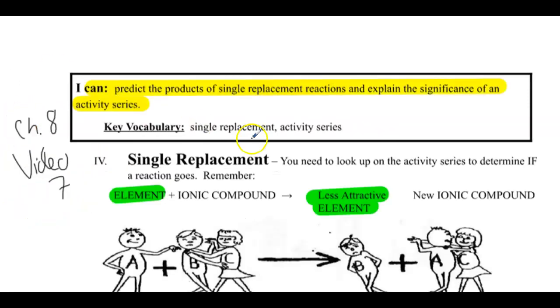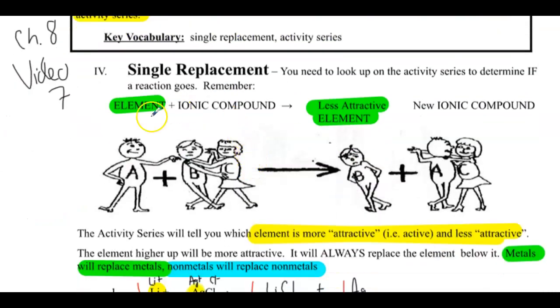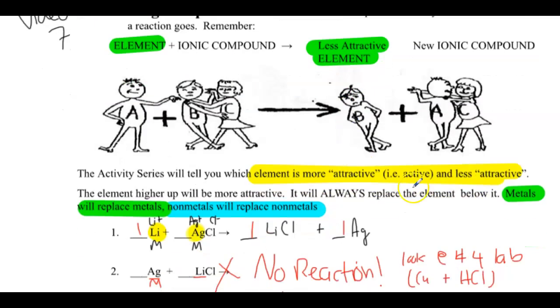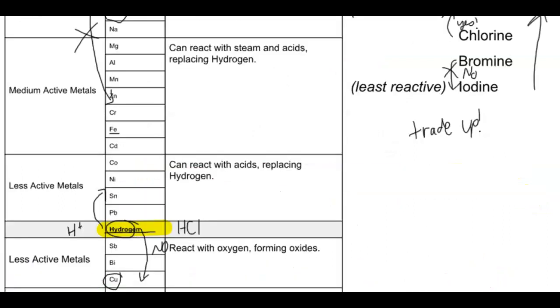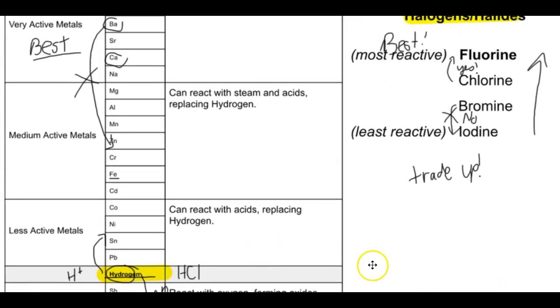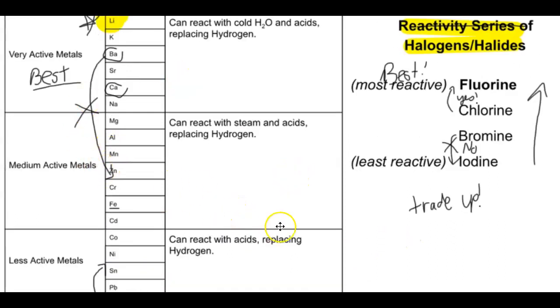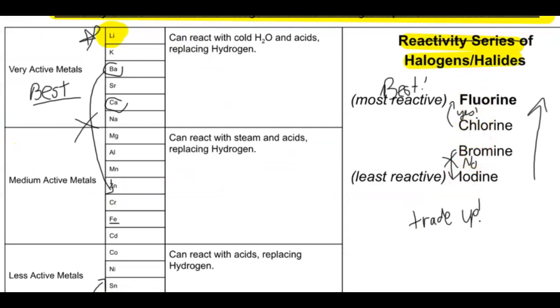So let's just review what we learned today. We learned that in single replacement, an element will come in and kick out a less attractive element of the same type. That means that metals can only replace metals and non-metals will only replace non-metals. So to figure these out, you have to use your activity series, and on it, we're always looking to trade up, never trade down. So that's how it works with the metals. Same thing with your halogens. Just to remember, your halogens or halides, that's column 17. So you will always trade up, never trade down.